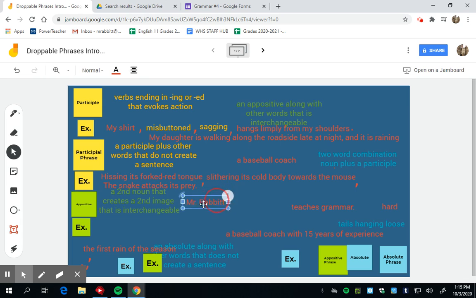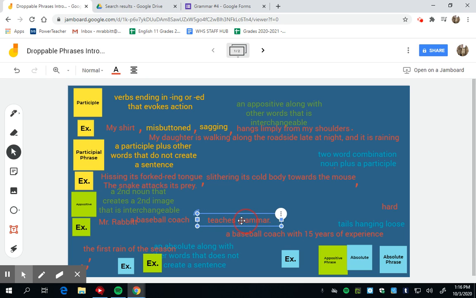So I'm going to take my noun. Let's put Mr. Rabbit, okay? And then I'm going to say Mr. Rabbit teaches grammar. That's my sentence, okay? But I want to throw in a positive in there. So I've got to create a second noun that gives me a better image of who Mr. Rabbit is. So let's put this one in.